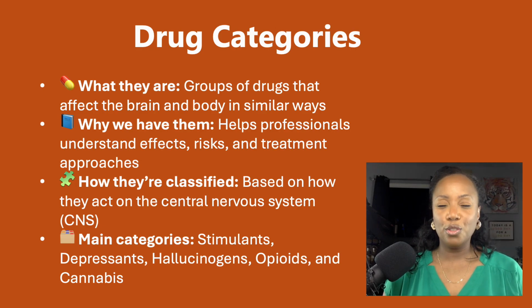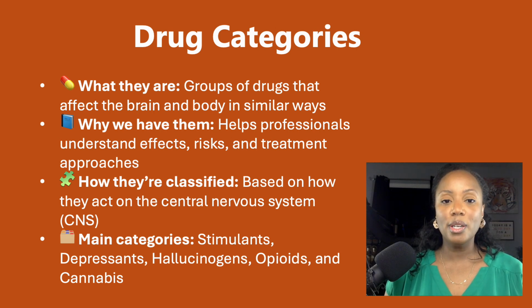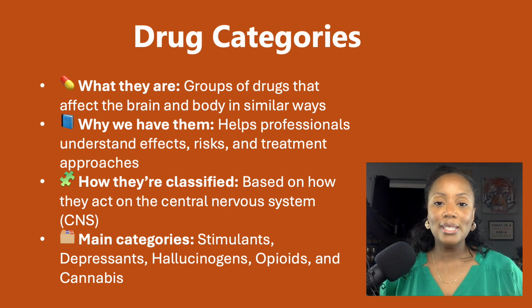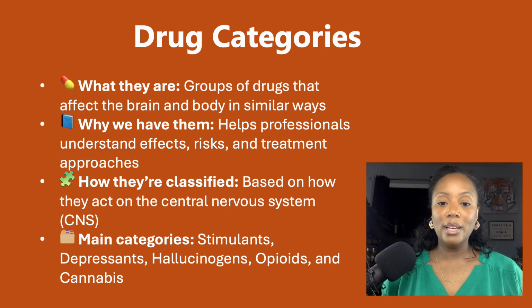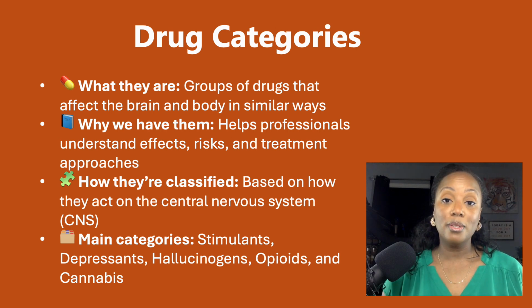What exactly are the drug categories? They're groups of drugs that affect the brain and body in similar ways. That's how we organize and compare substances during assessments and treatment. They're classified based on how they act on the central nervous system. And the main categories include stimulants, depressants, hallucinogens, opioids, and cannabis.